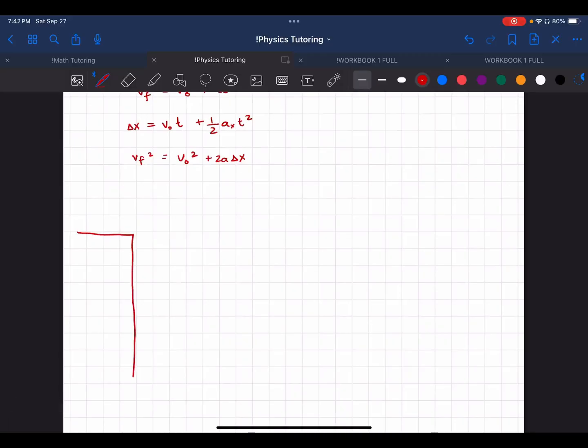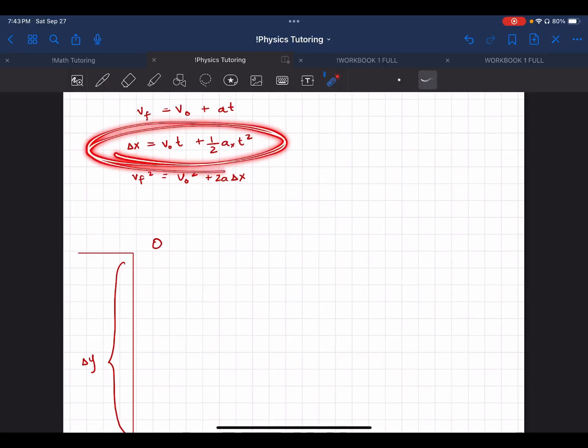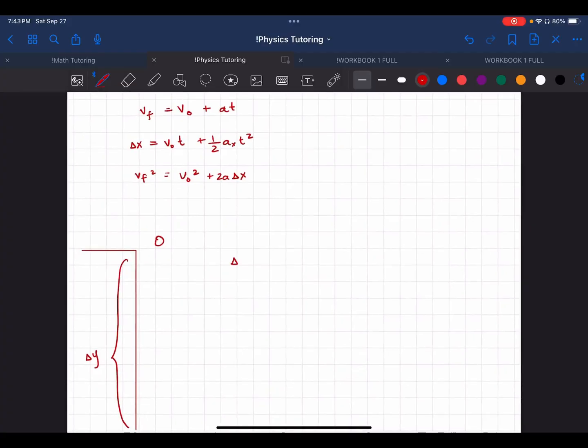I want y'all to imagine, I'll give you any number, I just want you to realize something. If I give you a delta y of something, and I drop a ball, I'm going to give you the distances later. So if I drop a ball and I'm given the delta y, I can use this equation, right? I can do delta y equals v0y t plus 1/2 a y t squared.